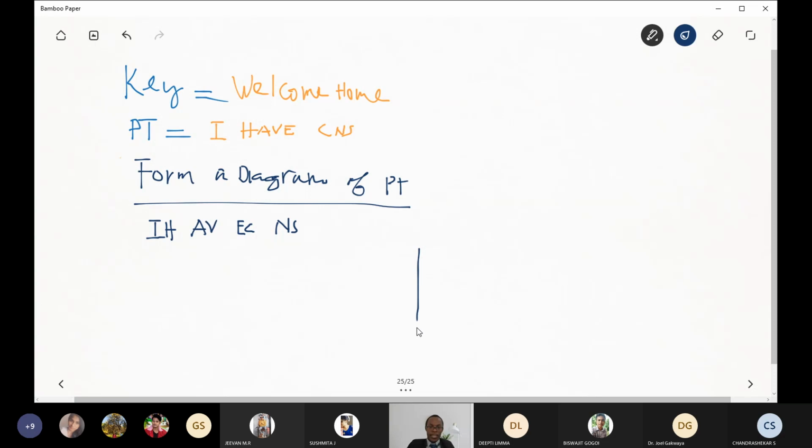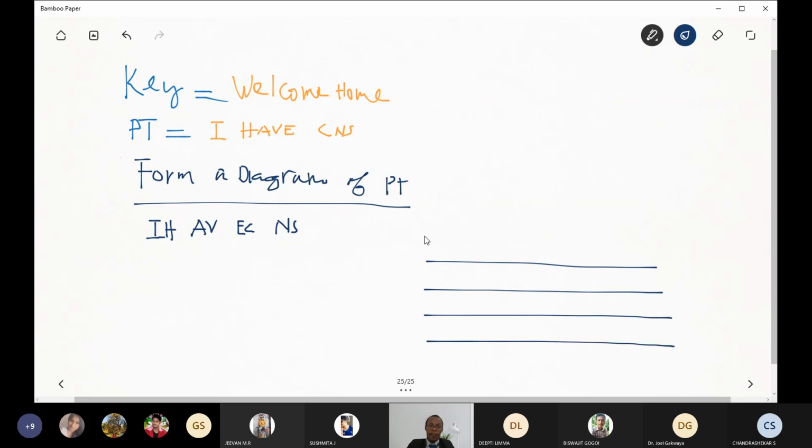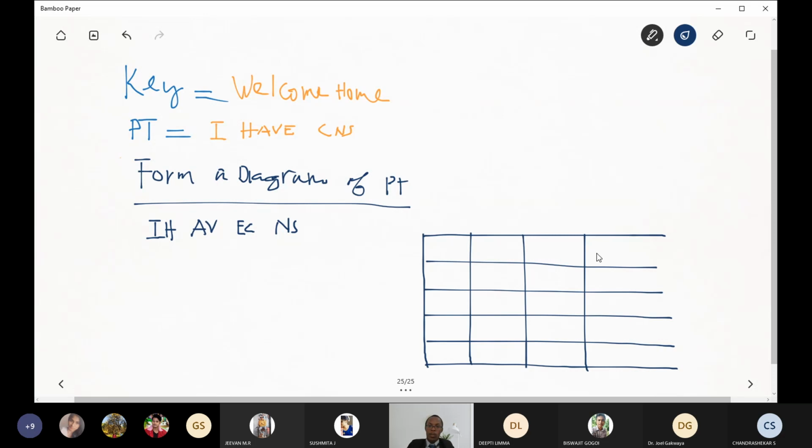Number two, come to your table. Make a table of 5 laws. This is 1, this is 2, this is 3, this is 4, and this is 5. Okay, this is a table. You are going to make a table of 5 rows and 5 columns. Column 1, column 2, column 3, column 4, and this is going to be the 5th column.